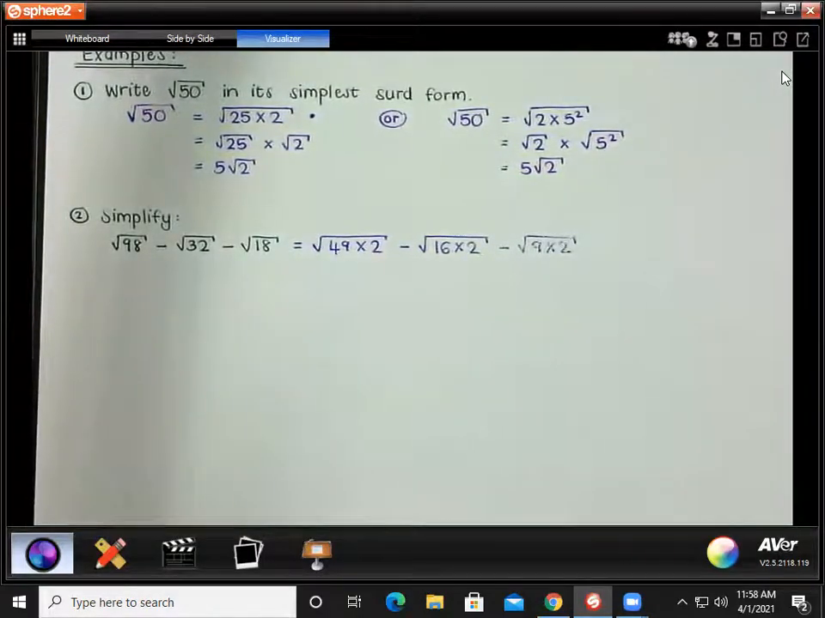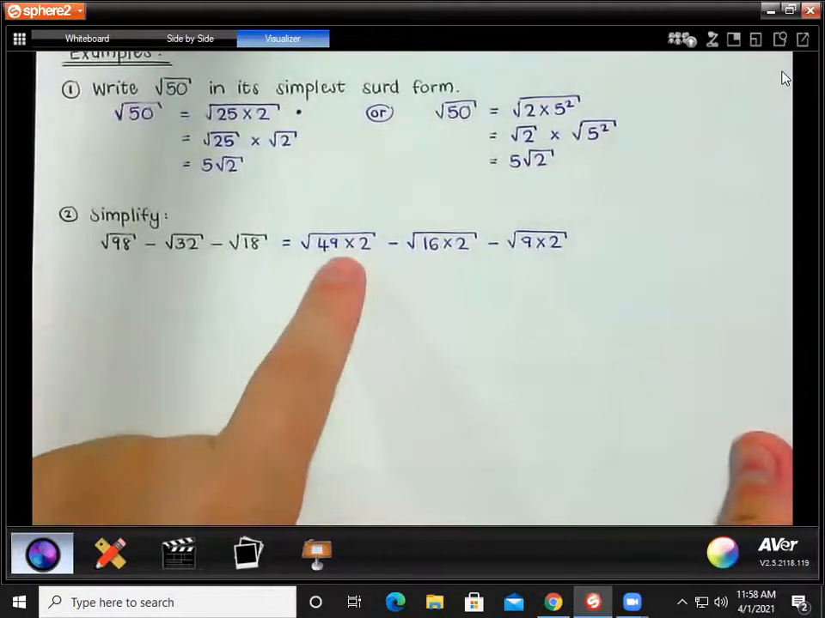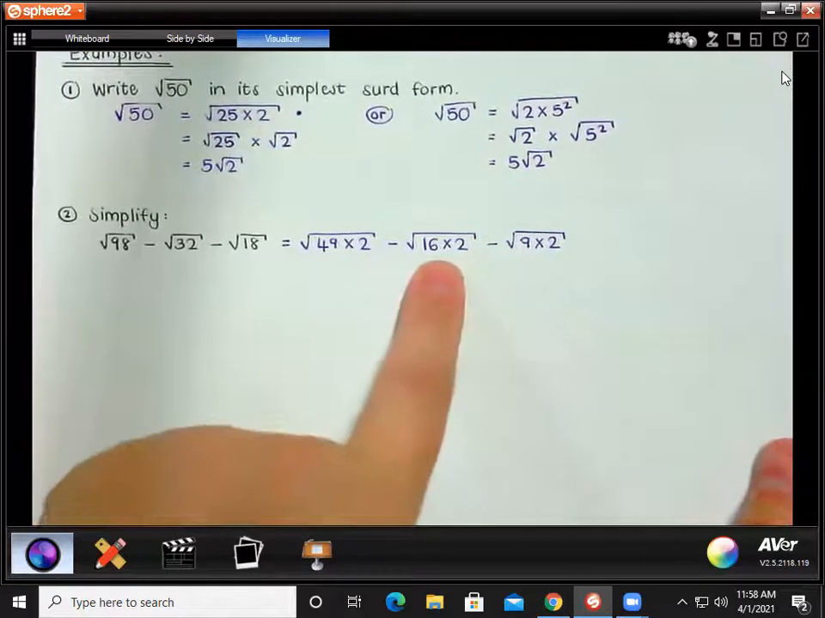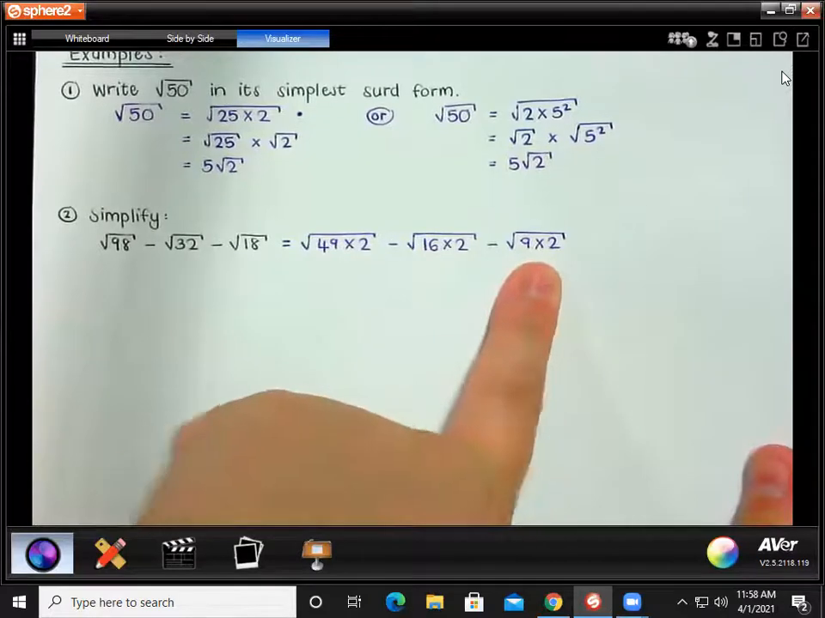But if you are unable to do that, you can use the calculator. All right, so the calculator will give you 7 squared times 2 for the first one, and 4 squared times 2 for the next one, and then 3 squared times 2 for the last one. Okay.